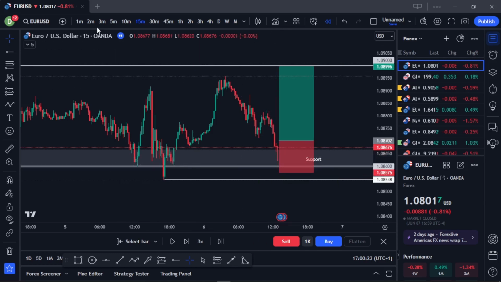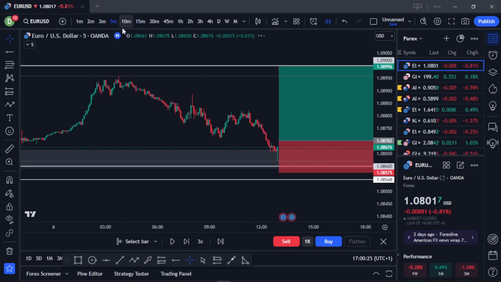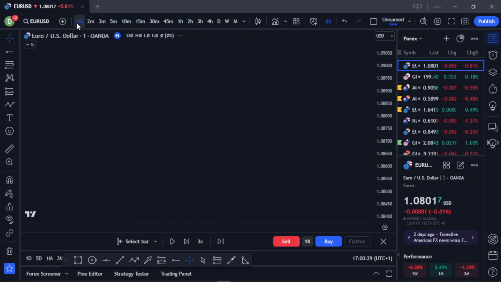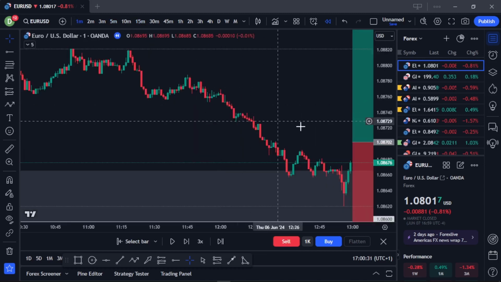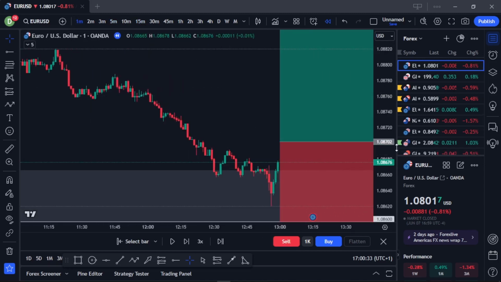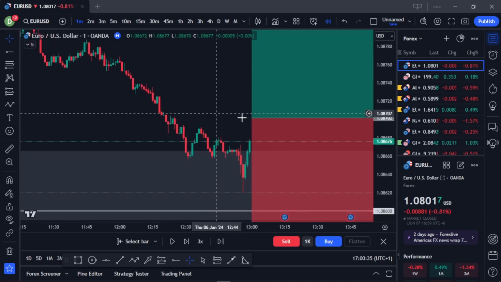a major structure. Like for that, you can go over to the 5 minutes. If you're someone who's good on the lower time frame, also go over to the 1 minute. Just go as low as possible. Now over here, you can see where I keep my entry opportunity.